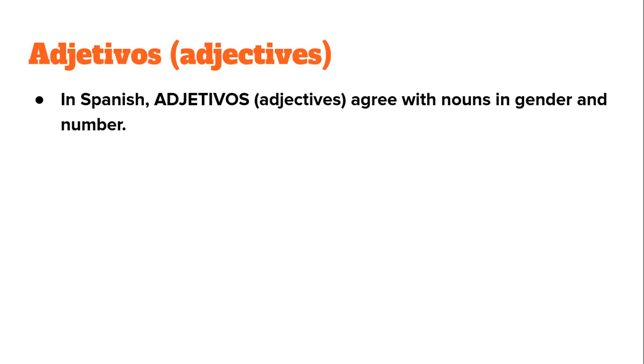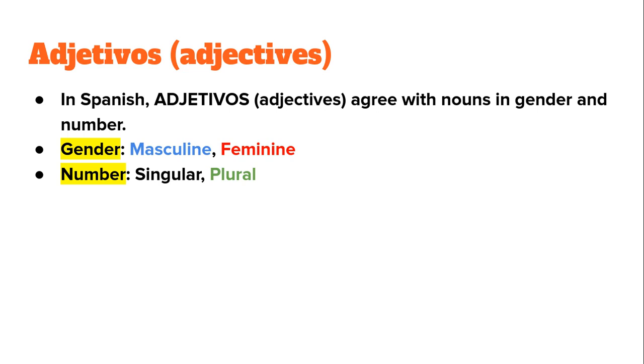Adjectives follow a similar pattern in Spanish. Now, something that you need to remember is that adjetivos or adjectives in Spanish need to agree with nouns in gender and number. What does that mean? Well, it means that if the noun is masculine, then the adjective has to be masculine as well, so it matches. If your noun is feminine, then you have to make your adjective feminine as well.